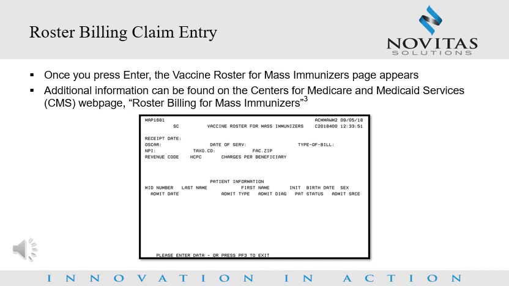If there are errors, reason codes will appear at the bottom left of the screen. Once you have corrected the errors, press F9 again to store the roster bill. You may need to keep doing this until all errors are resolved.